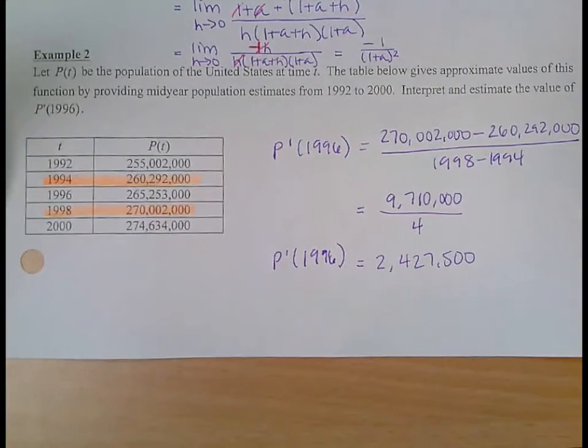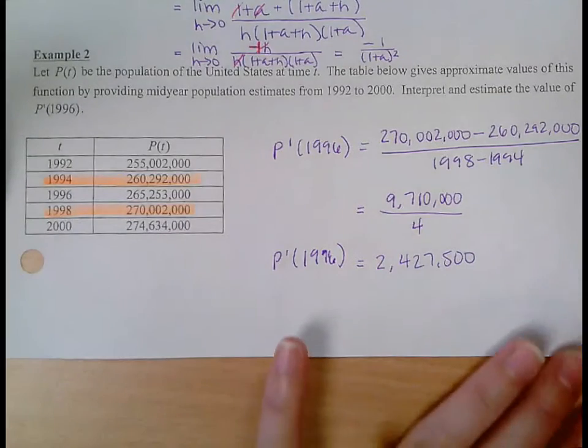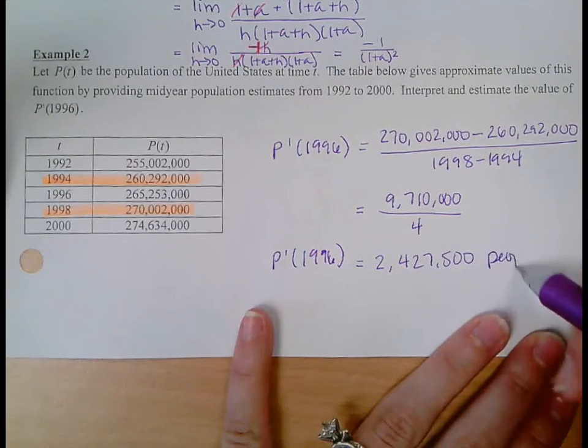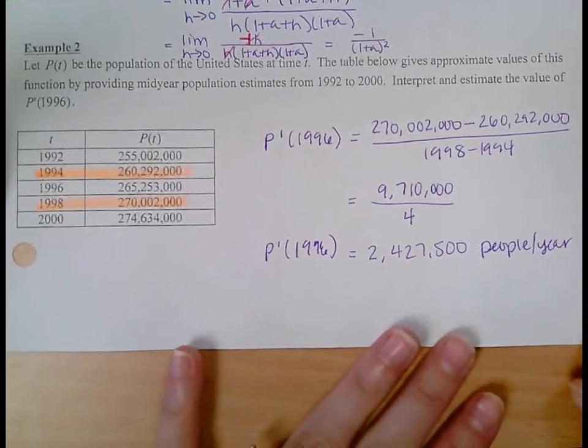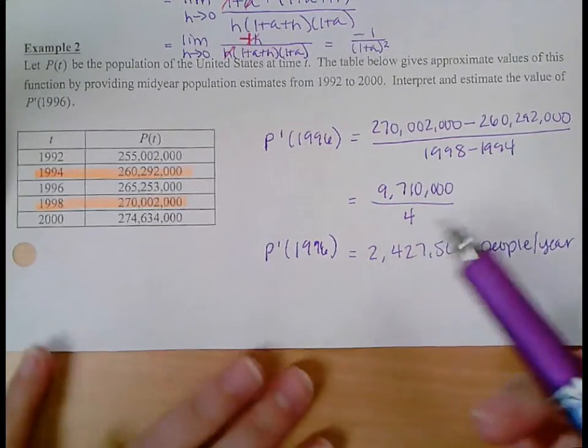What would the units on the derivative be? People per year. It is a rate of change. It's not meters per second. All right, so this is the value.